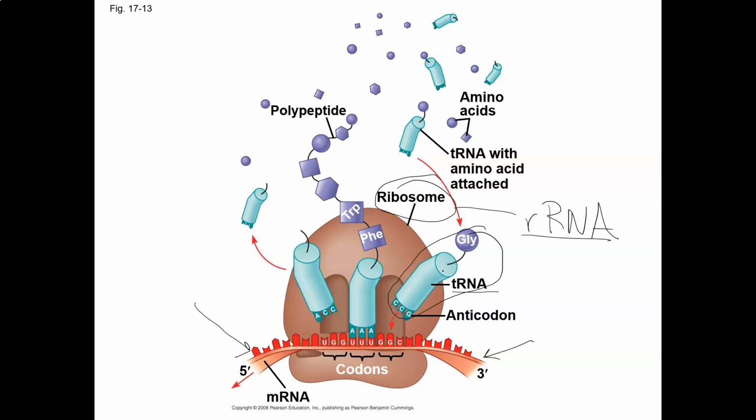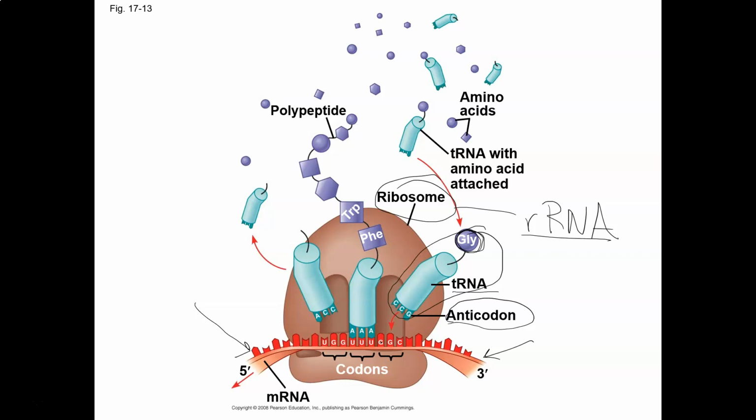It kind of looks like a firecracker, and on one end it's got an amino acid attached to it, glycine in this case. And then on the other end it has 3 nucleotides lined up down there, and together they are what is called the anticodon. It's called the anticodon because it is going to base pair with the codon of the messenger RNA. And they're going to follow the good old base pair rule.